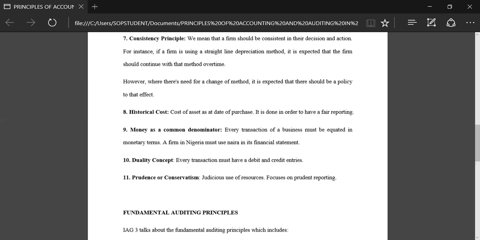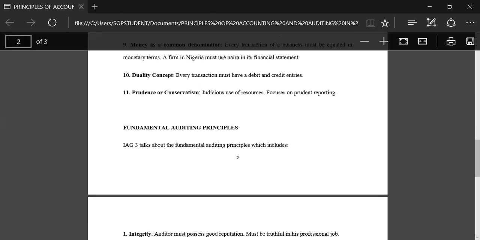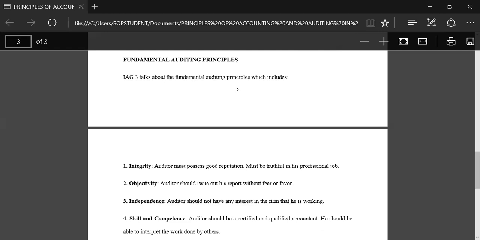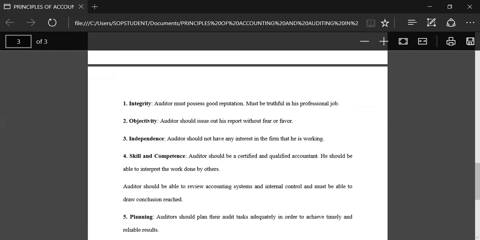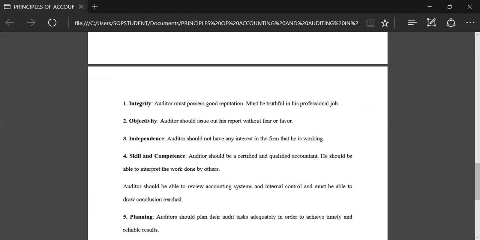We have the duality concept. Every transaction must have a debit and a credit entry. And lastly, we have the prudence or conservatism. This focuses on prudent reporting and the judicious use of resources. Now, the auditing principles include integrity. Integrity expects that the auditors must maintain honesty, must be truthful, and possess a good reputation. We have objectivity. It expects that the auditors must issue their report without fear or favor.